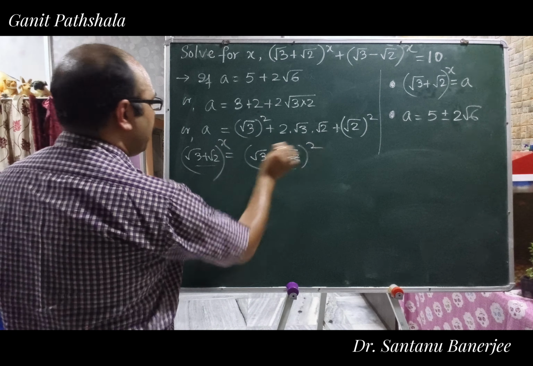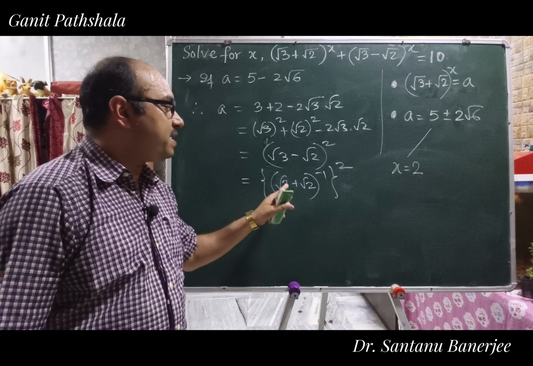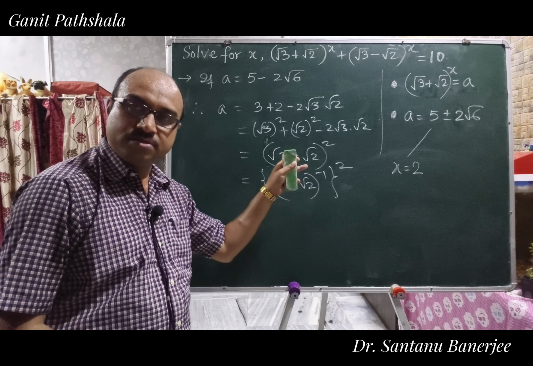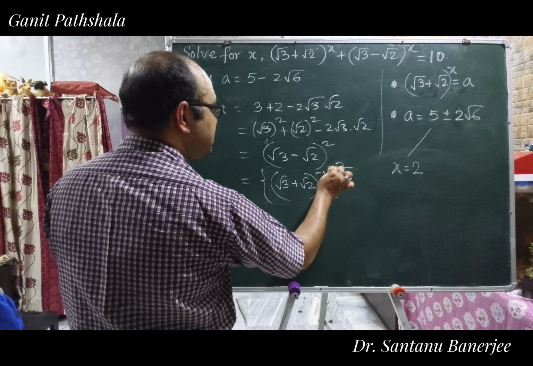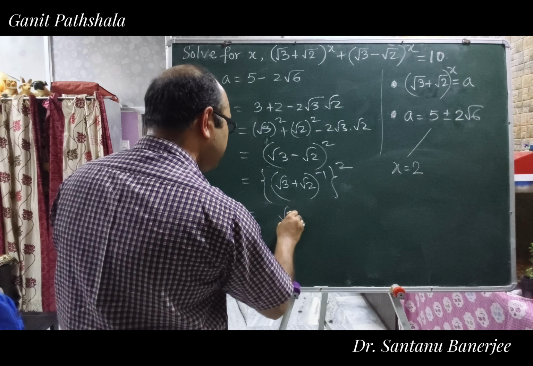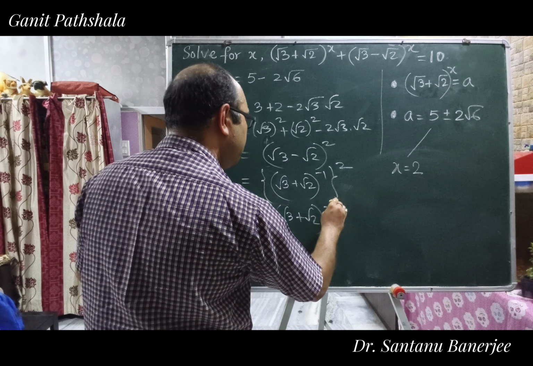Now see, root 3 minus root 2, we also had obtained root 3 minus root 2 equal to root 3 plus root 2 inverse. We had obtained this one. If you have missed that one, you can skip back to the video and see it. So replacing that, again we obtain, now this can be multiplied. So root 3 plus root 2 whole to the power minus 2.